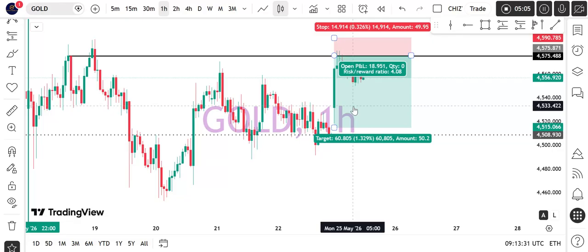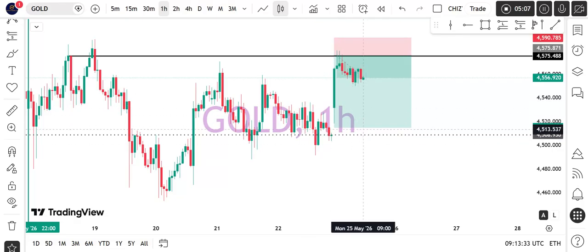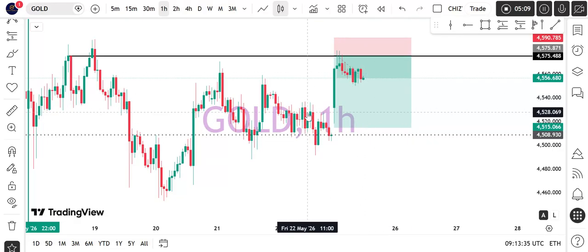So this is what we're expecting. The market will come back and close this gap and give us our take profit.